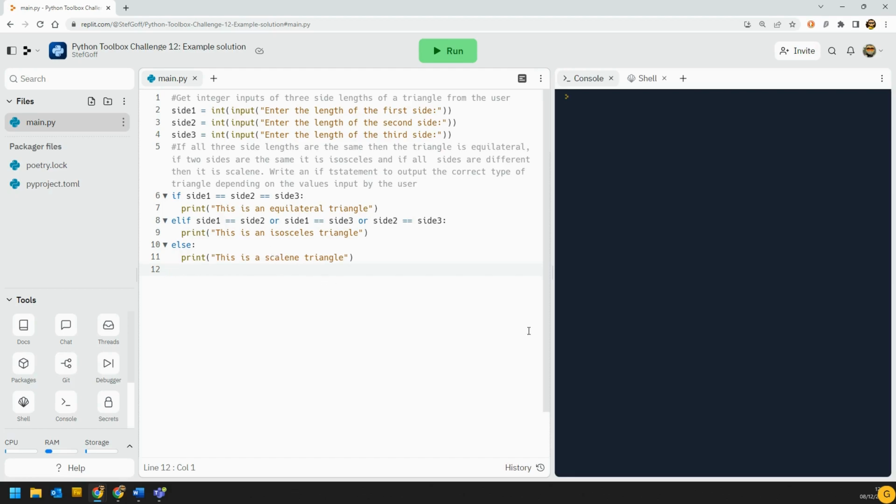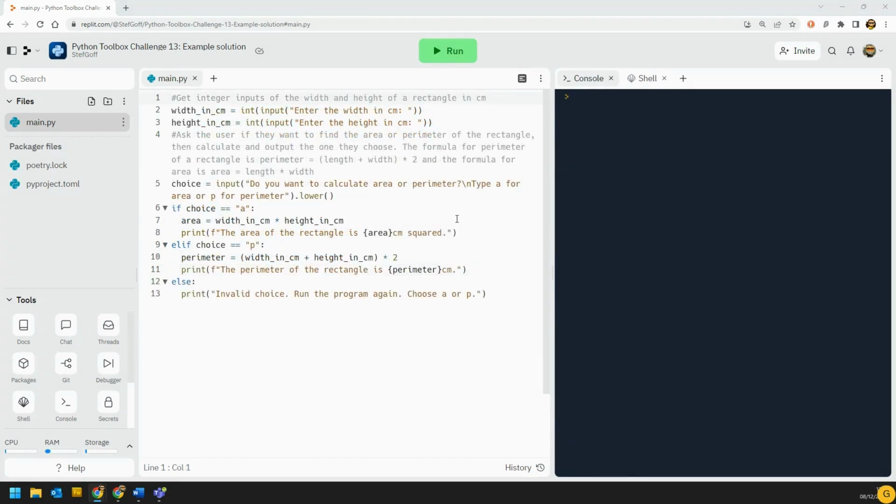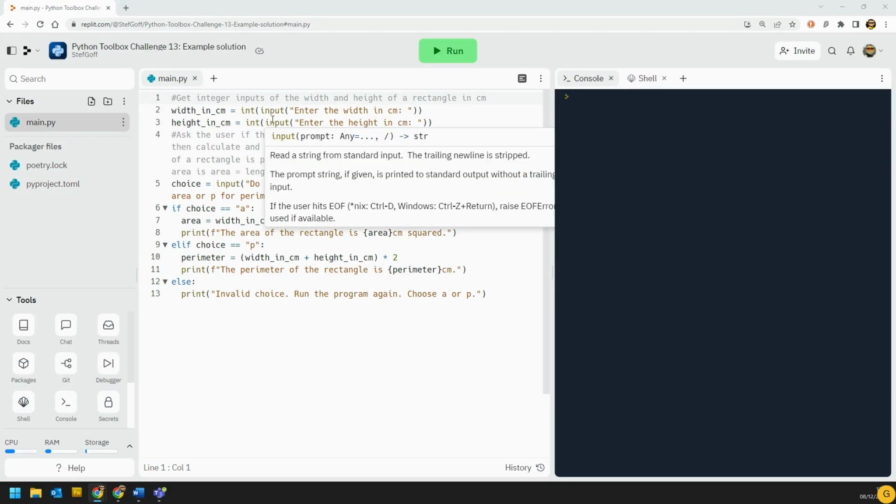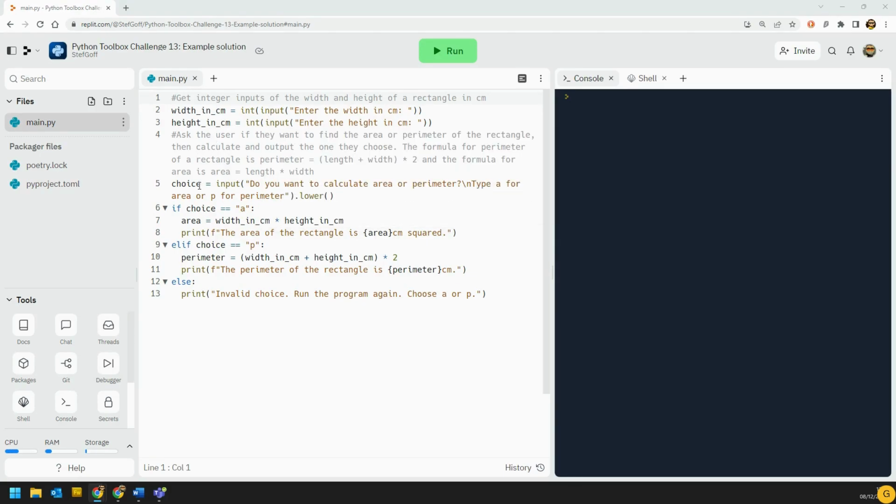All right, next up, challenge 13. So challenge 13 is the area or perimeter challenge. And in this one, we need to start by getting integer input for the width and height of our rectangle. Then we need to get a string input for their choice.